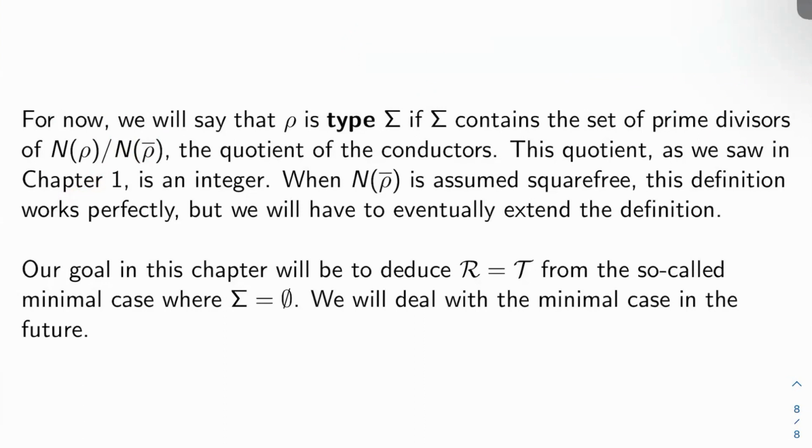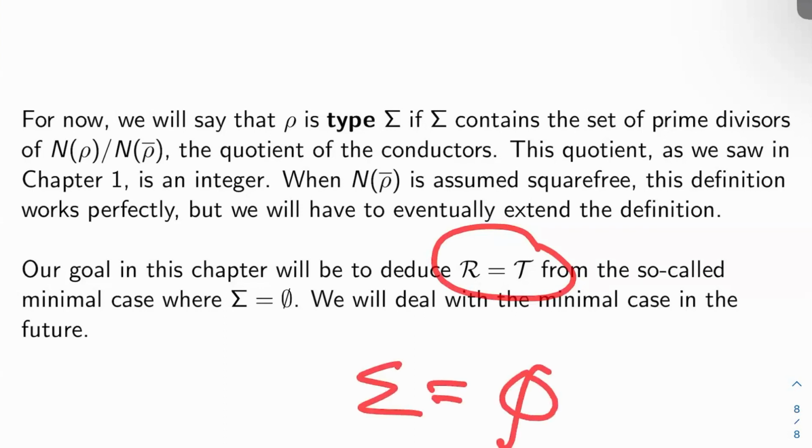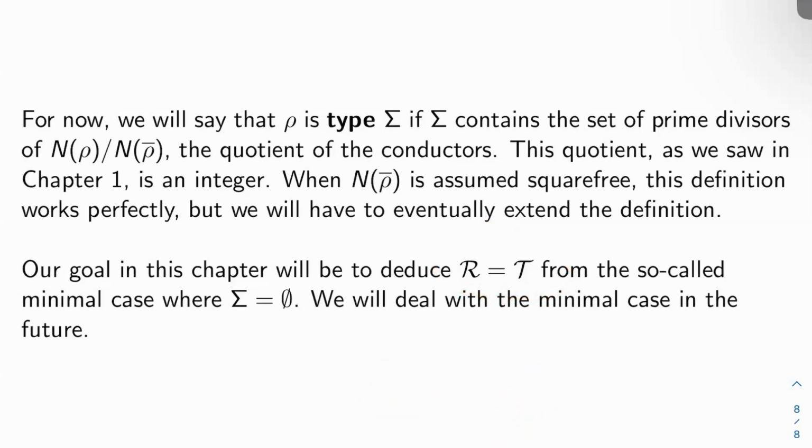So what's our goal of this chapter? Again, we're going to deduce R equals T, or rather R sub sigma equals T sub sigma for all sigma, from the so-called minimal case, when sigma is the empty set. So we're going to assume R equals T when sigma is empty. We're just going to take that for granted. And then we're going to prove that R sub sigma equals T sub sigma for all non-empty sigma, assuming that. And then in a later chapter, we'll deal with the minimal case, where we'll prove R equals T when sigma is the empty set. But for now, we're going to assume that. It's a totally different argument when sigma is empty.